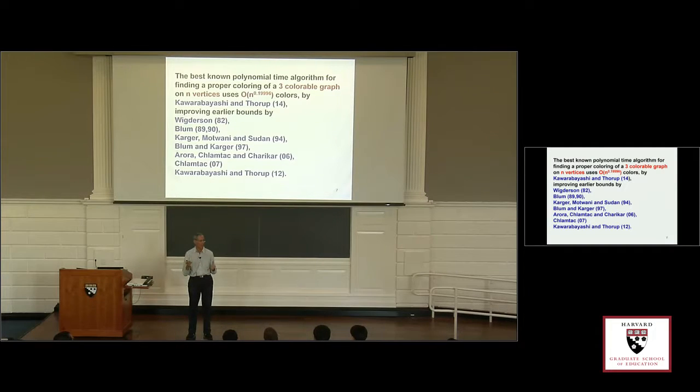does it by a little bit less than n to the 1/5 number of colors. So about n to the 0.2. This is due to Kawarabayashi and Thorup. And this is at the end of a long list of earlier results by several people. And I should say that many of these algorithms use many interesting and nice ideas.